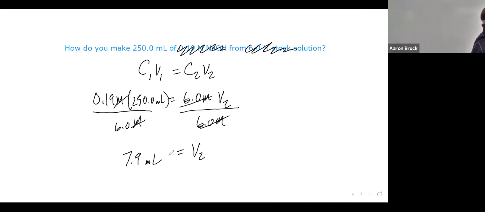Okay, what does that 7.9 milliliters tell us? The 7.9 milliliters doesn't really answer the question. The question is, how do I make this particular solution? 7.9 milliliters is an important part of what we need to do. How do I finish it? It's as simple as writing a sentence.